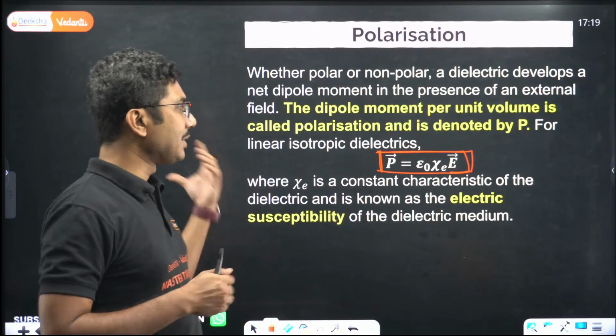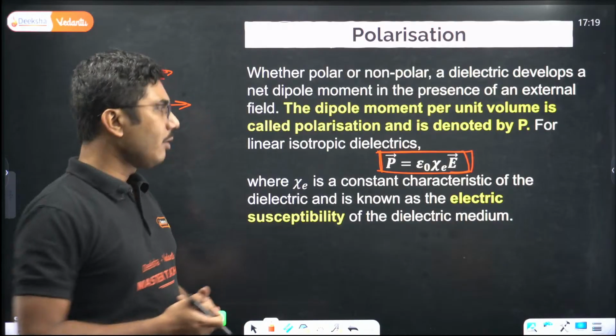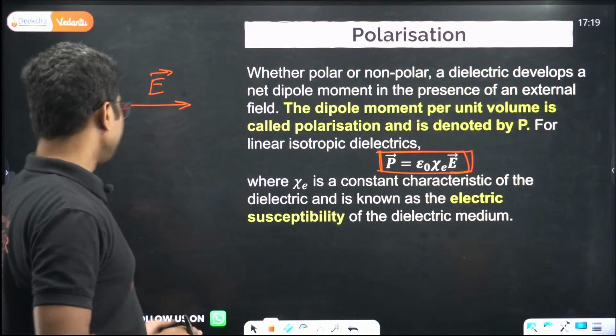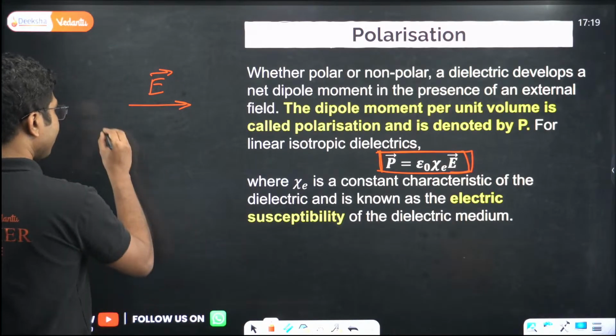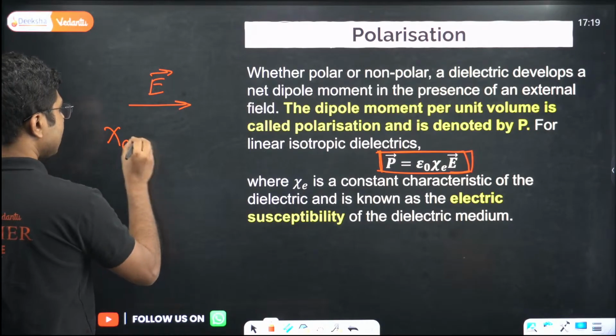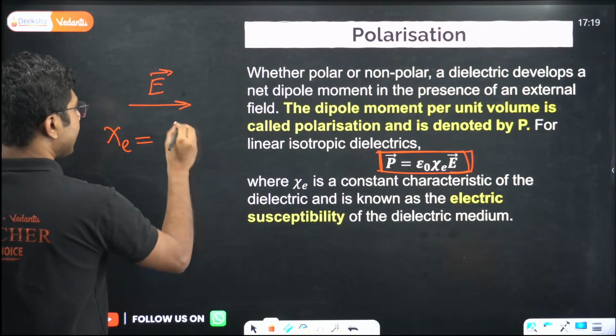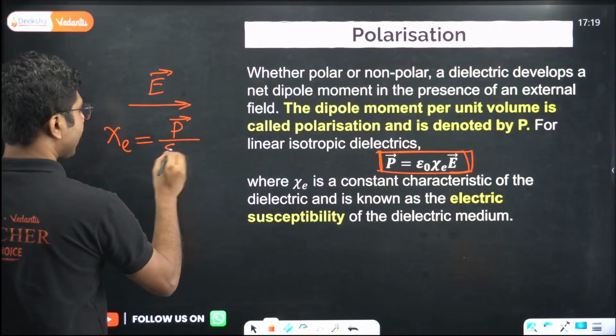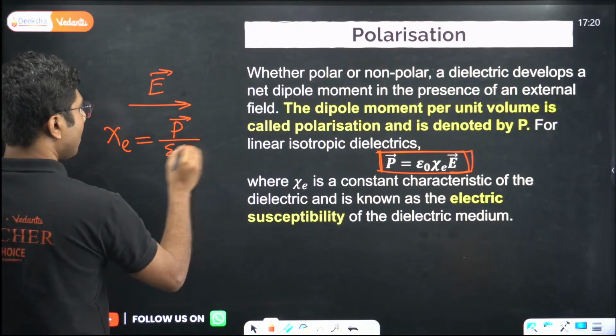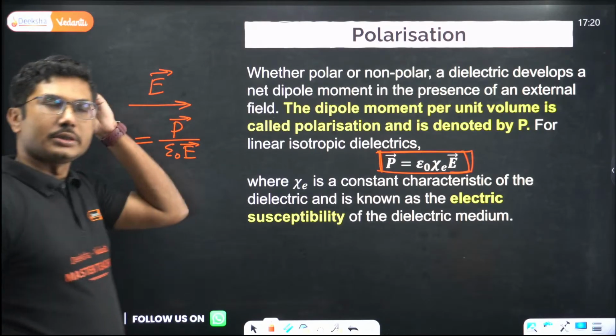So this is the electric susceptibility for the dielectric medium. Sometimes they might ask what is the electric susceptibility. Remember, electric susceptibility is basically polarization divided by epsilon naught E. Okay, this is the electric susceptibility.